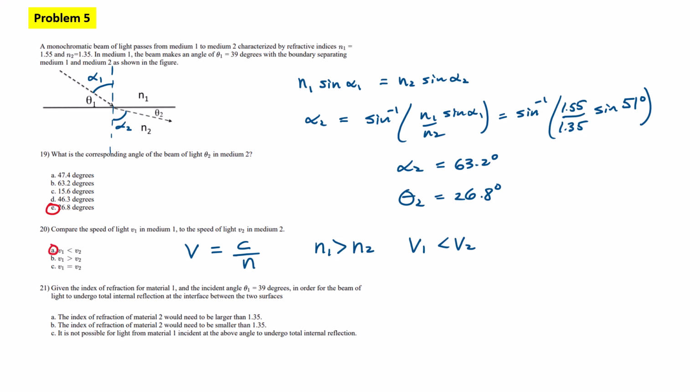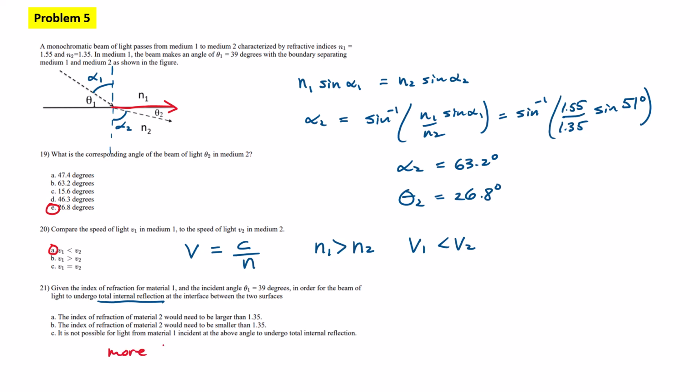All right, the next question says, given the index of refraction for material 1 and an incident angle of 39 degrees, in order for the beam of light to undergo total internal reflection at the interface, what should you do to the index of refraction? Should you make it larger than 1.35, smaller than 1.35, or it's not possible? What we want for total internal reflection is I don't want this angle theta 2 to be, for example, 26.8 degrees. I want to have more bending of the light, so much bending that the refracted light ray ends up at 90 degrees with respect to the normal.